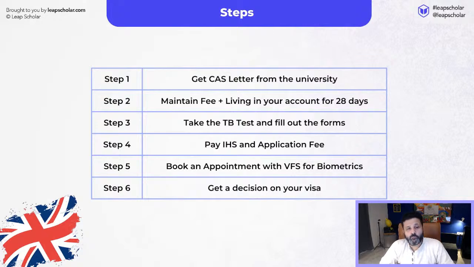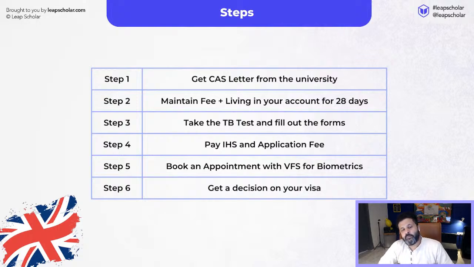So that's number two. Step three, you have to take the TB test and fill out the forms. The TB test is pretty simple. You go to a recognized health center by the High Commission in India, and there are plenty of them. It will cost you around 2,000 to 3,000 rupees depending on where you go. And you have to take that. You have to fill out the application form, which is online.